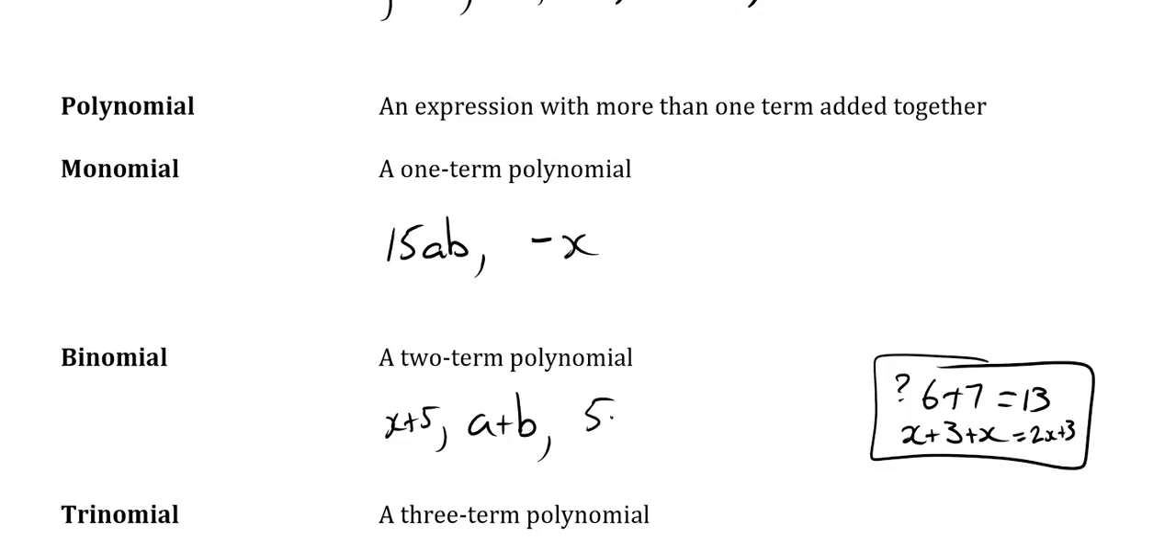One more example, 5x squared minus 3x. x squared and x are not like terms. Can't add them together. That's a binomial.